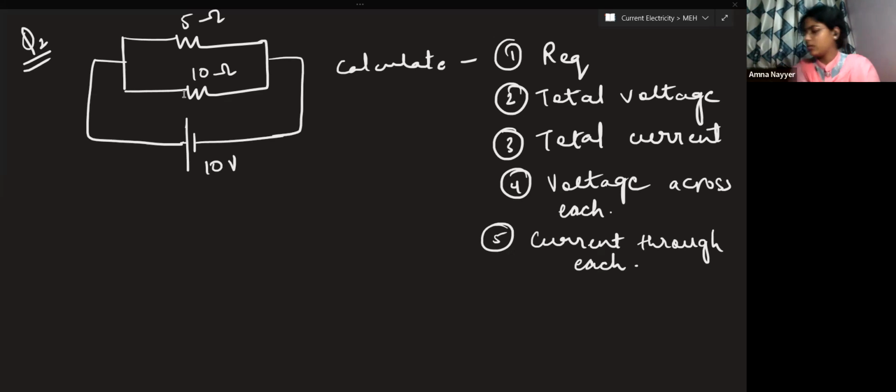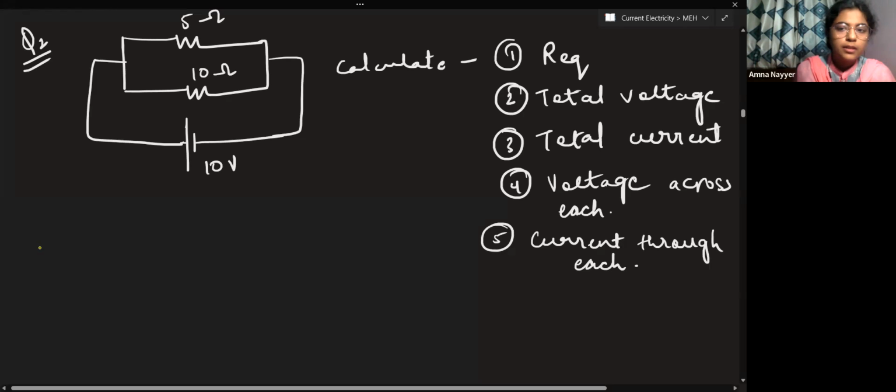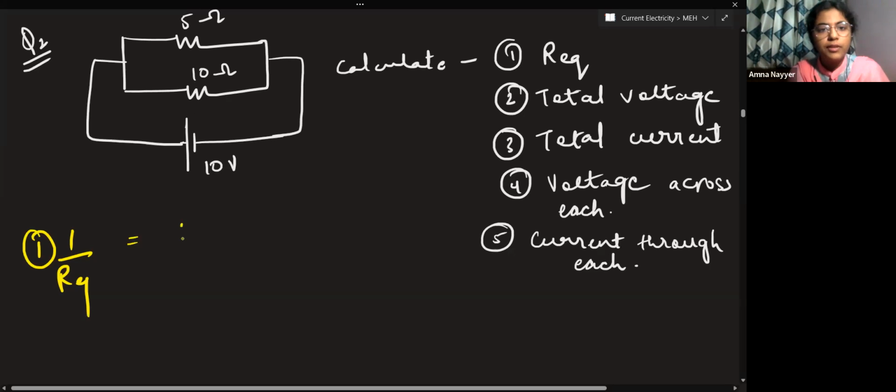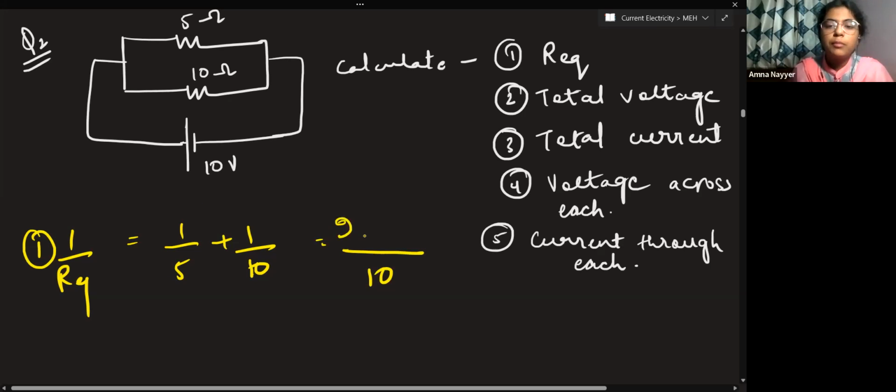What is the answer? 1 by 50. See, 1 by R equivalent. Let me just calculate and see. See, 1 by 5 plus 1 by 10. You cannot add it directly because the denominators are different. So LCM will be 10. Multiply this term by 2 plus 1. That is 3 by 10.